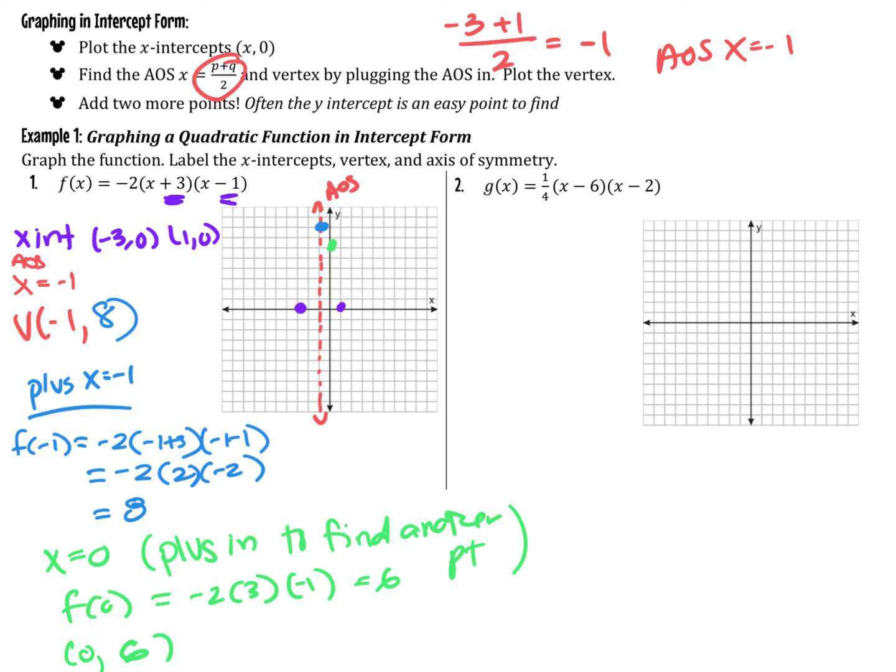Anything we have on one side of our dotted line, we can reflect over to the other side. So I now have 5 points, and I can sketch the shape of my quadratic.